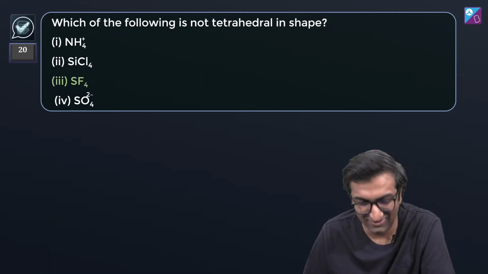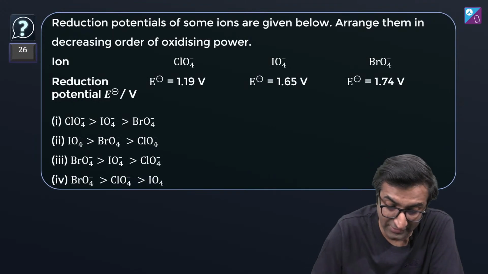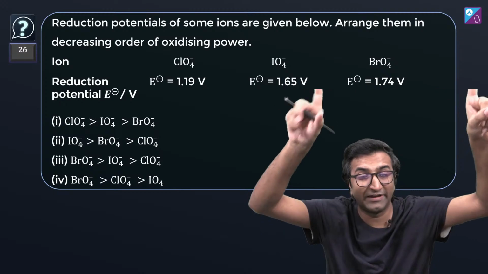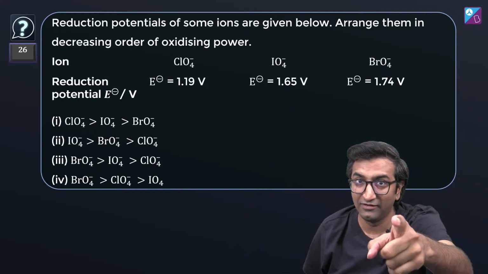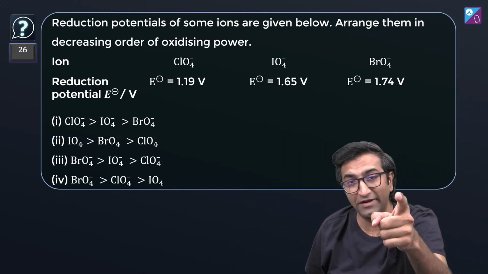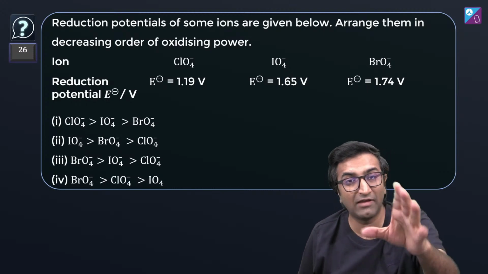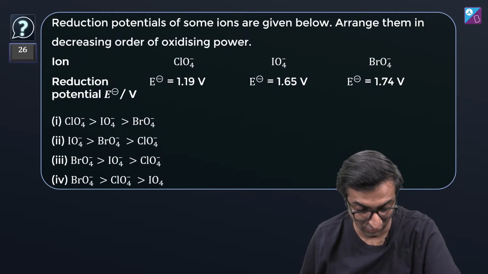Seesaw. I don't remember these weird names. Reduction potential of some ions are given below. बहुत simple है सवाल फिर से. Arrange them in decreasing order of oxidizing power. ध्यान से करना, सही जवाब देना, ठीक है? नो प्रेशर बट सही जवाब देना, ध्यान से करो. लॉजिक नहीं समझ आ रहा तो पूछ लो, बट ध्यान से करो.